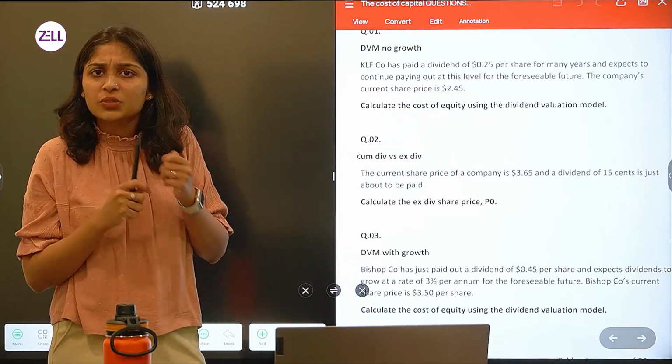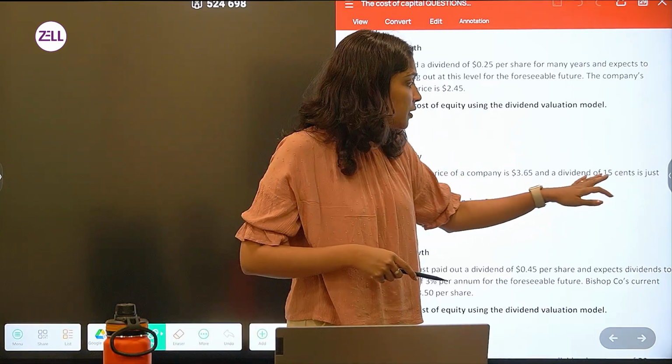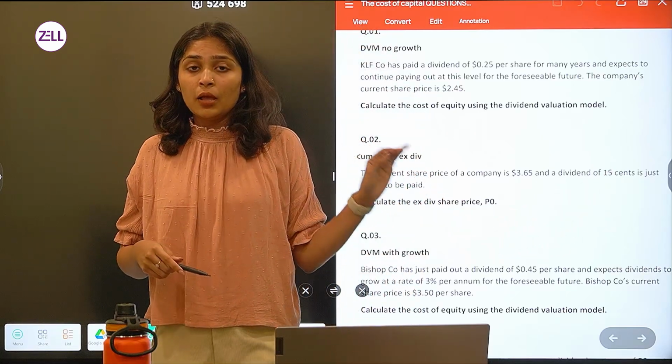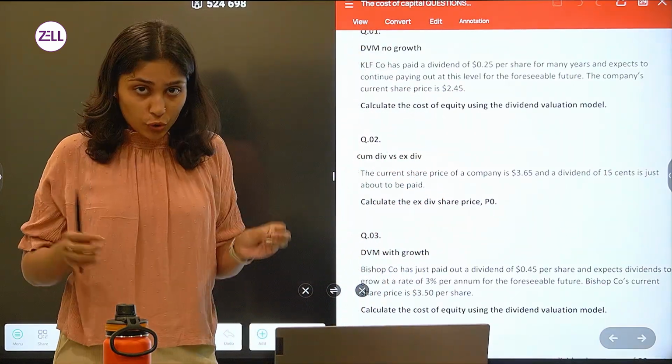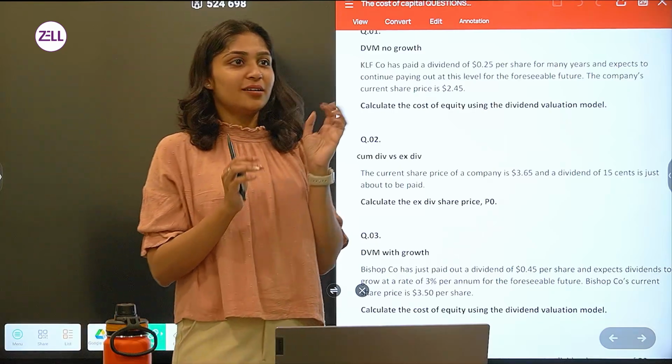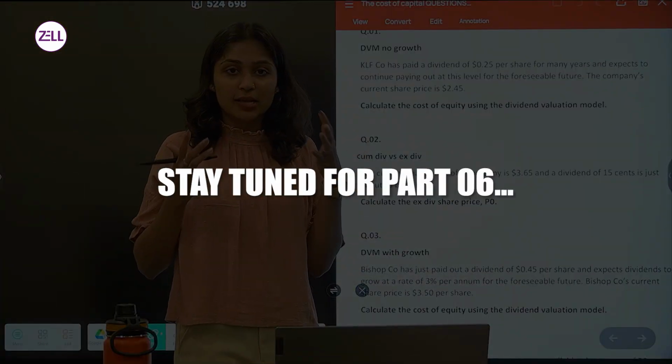But look at the other twist in the question. They have told a dividend of 15 cents. Now, you know the basic maths, right? They have to be of the same units. That's so basic.